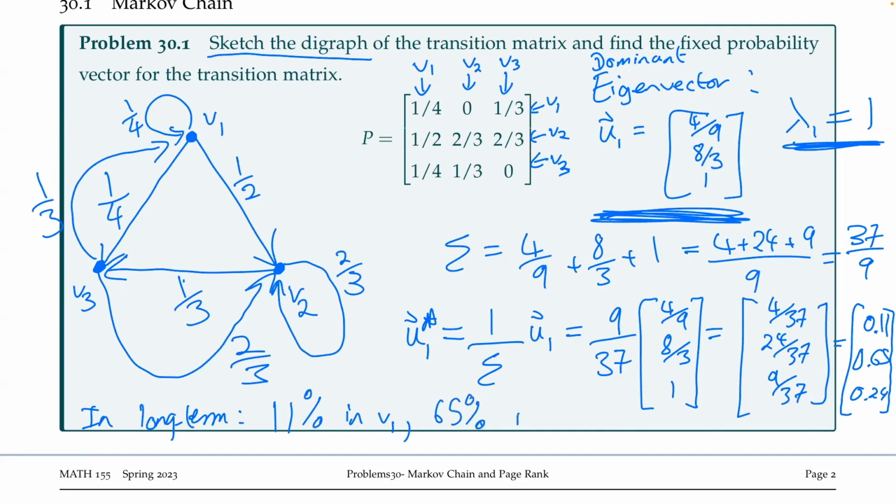65% in V2, and 24% in V3. So all I'm doing there is taking the entries from my fixed probability vector, this thing on the right-hand side, times them by 100, and you'll get the percentages corresponding to it, okay? And note these percentages add up to 100. Show of hands who managed to get those? A bit more mixed.